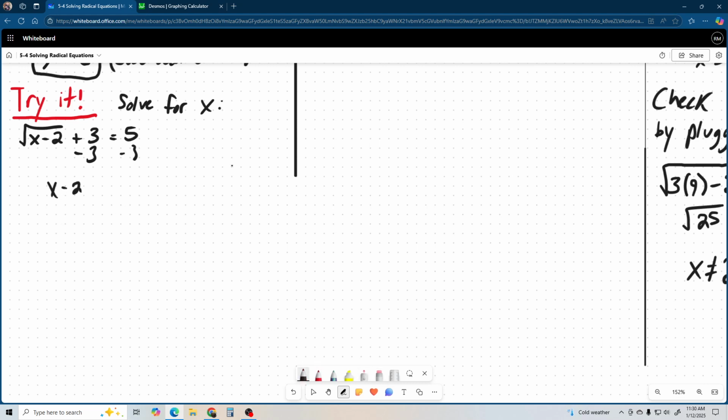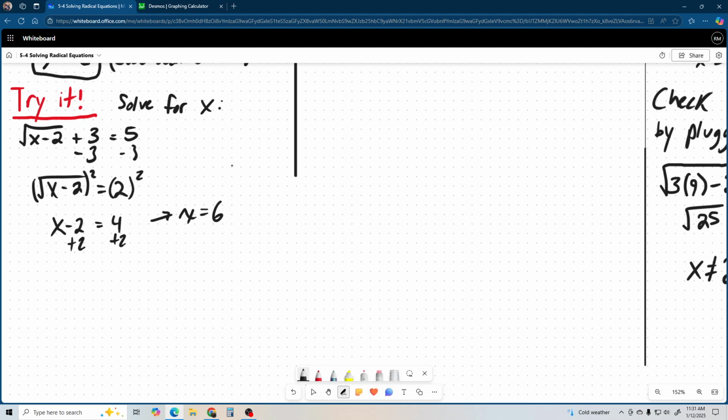So we have x minus 2, the square root of x minus 2 equals 5 minus 3, which is just 2. Right? And now we can square both sides so that these cancel out, and now we'll get x minus 2 equals 4. And our final step is just going to be to add 2 to both sides, and we're going to get x equals 6. That's it.